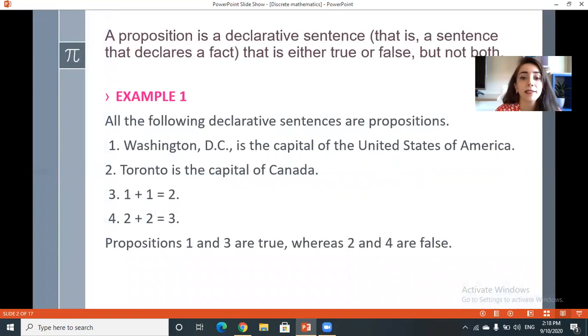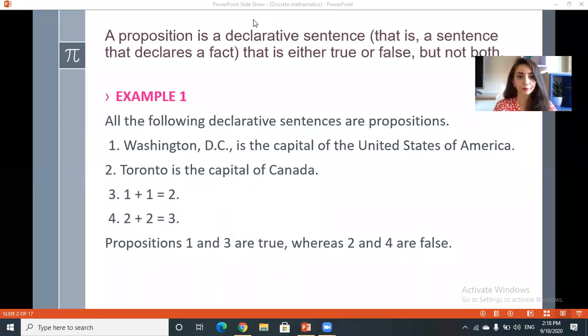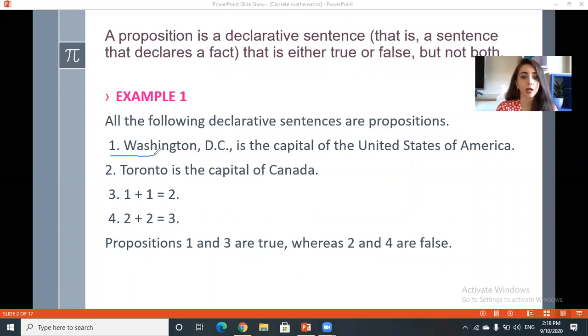Okay, a proposition is a declarative sentence. That is a sentence that declares a fact that's either true or false, but not both. Remember that a proposition can be either true or false, but not both. Here is the first example. Let me annotate. Okay, so all the following declarative sentences are propositions. Here is the first: Washington is the capital of the United States of America. Our second sentence is: Toronto is the capital of Canada. And 1 + 1 is 2, our third sentence.